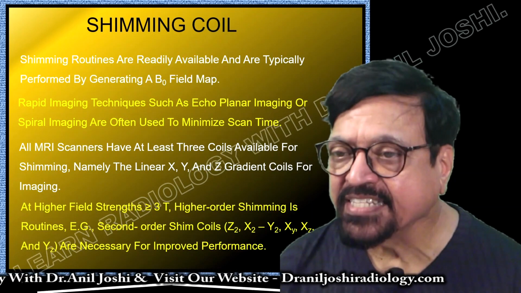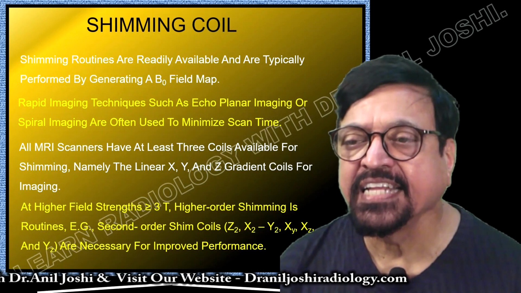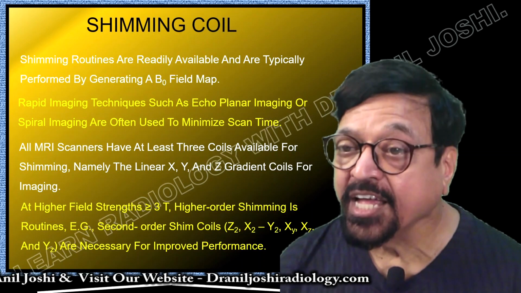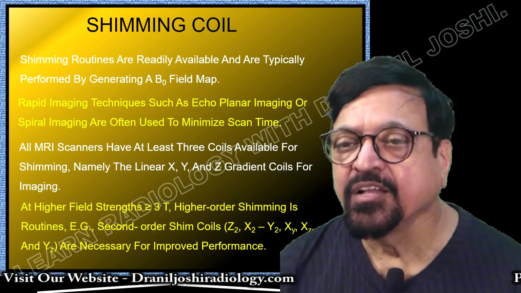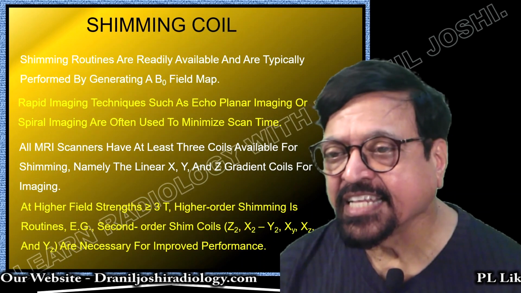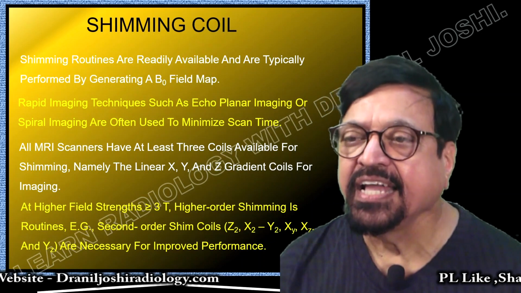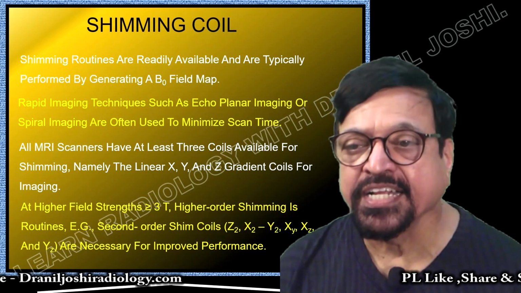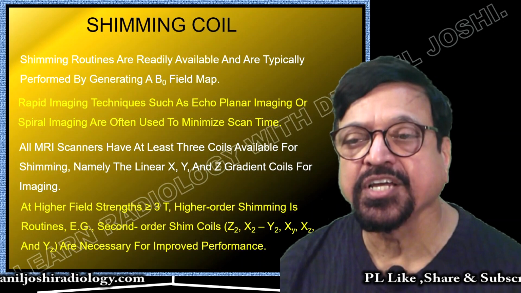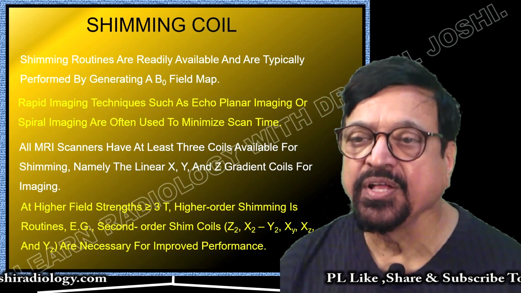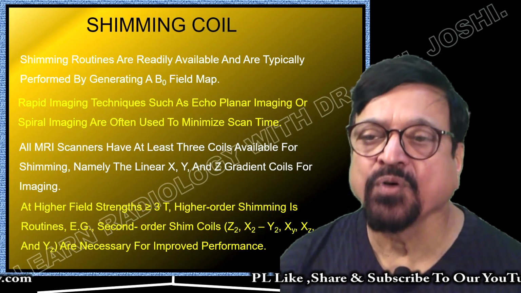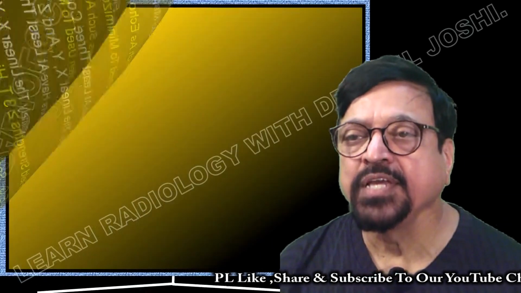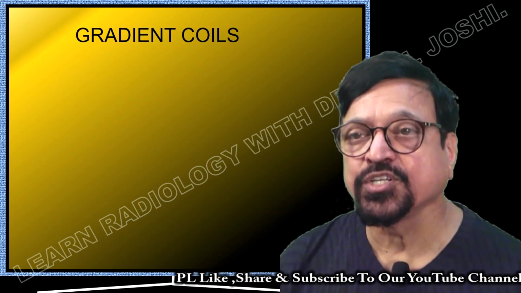At higher field strength, that is more than 3 Tesla, though they are not common, it is a future technology, the magnetic strength is more than 3T. Higher order shimming is required because you need better quality pictures. You do not want any artifacts to come. So you have to have second order shim coils to improve the performance because you are expecting more accuracy.